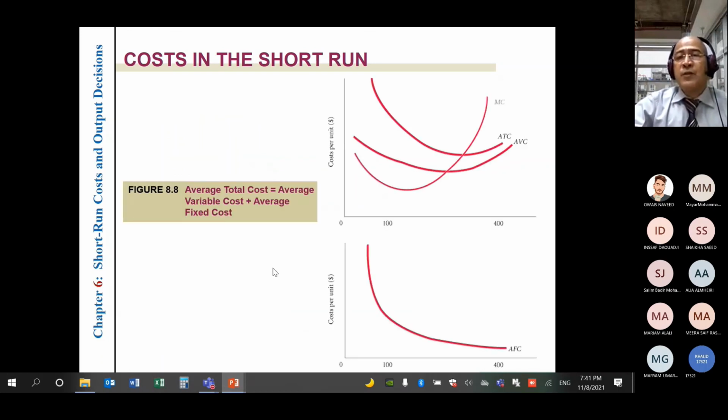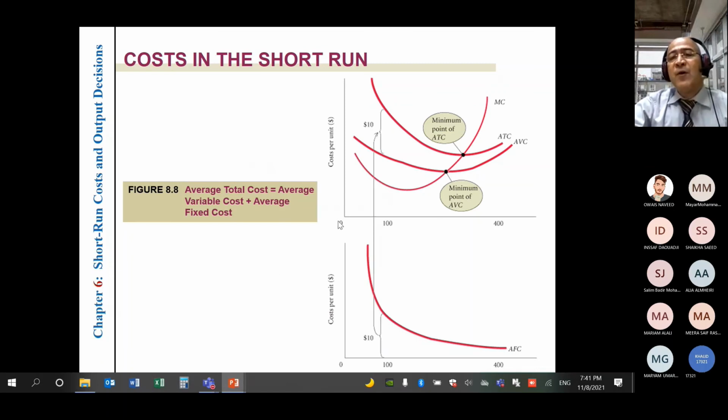So this is marginal cost, average total cost, and average variable cost. If the marginal is less than the average, the average will decrease. If the marginal is above the average, the average will increase. The rising portion of marginal cost cuts the minimum point of average variable cost first, and then the minimum point of average total cost.